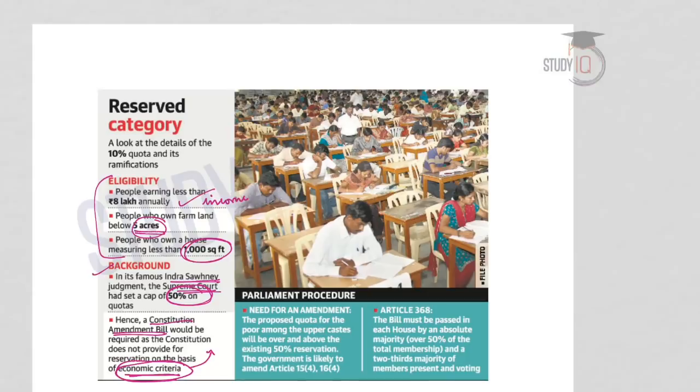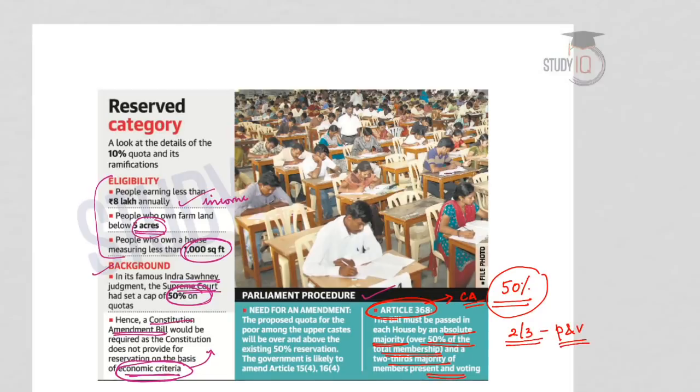Now, let us see the parliamentary procedure. Since it is a constitutional amendment bill, Article 368 would apply. The bill must be passed in each house by an absolute majority. So what is absolute majority? More than 50% of the total membership and a 2/3 majority of the members present and voting. That means an absolute majority, that is more than 50% of the total strength, and also a 2/3 majority present and voting.